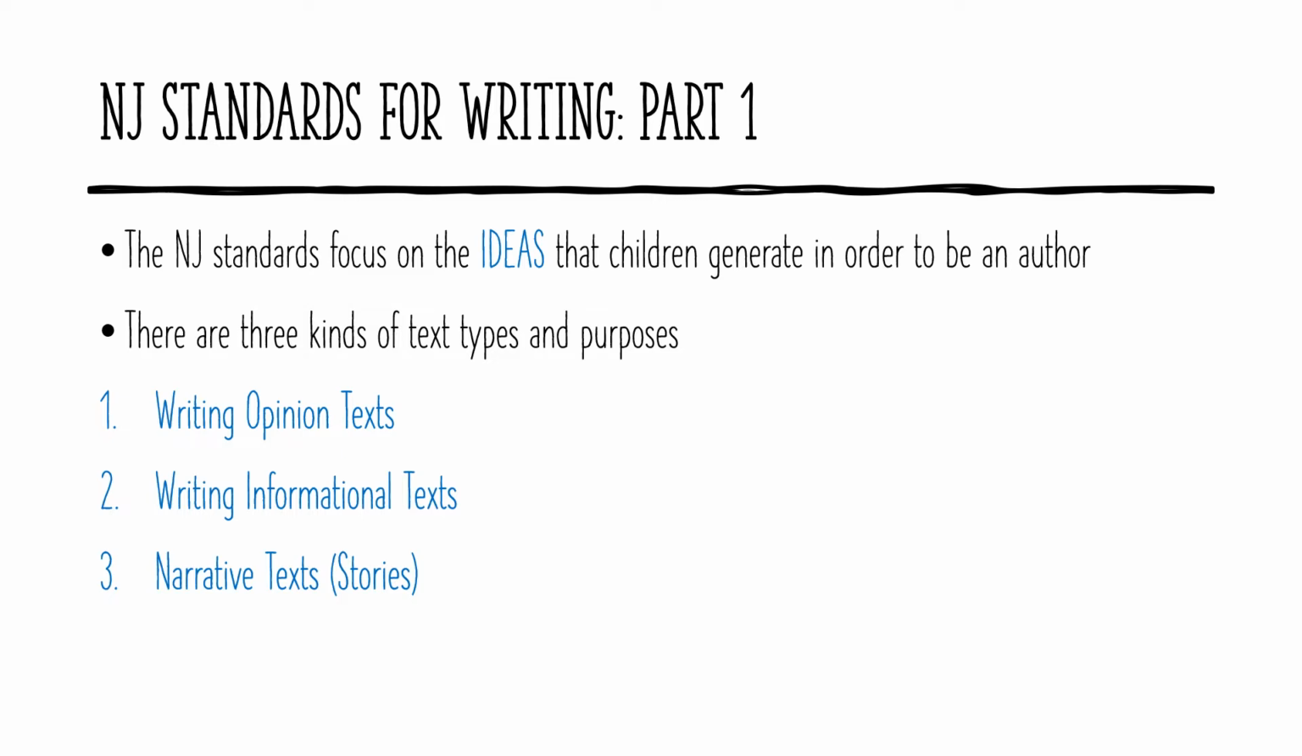There are three kinds of text types and purposes that we teach in the early grades. The first is writing opinion texts. The second is writing informational texts. And the third is writing narrative texts or stories.